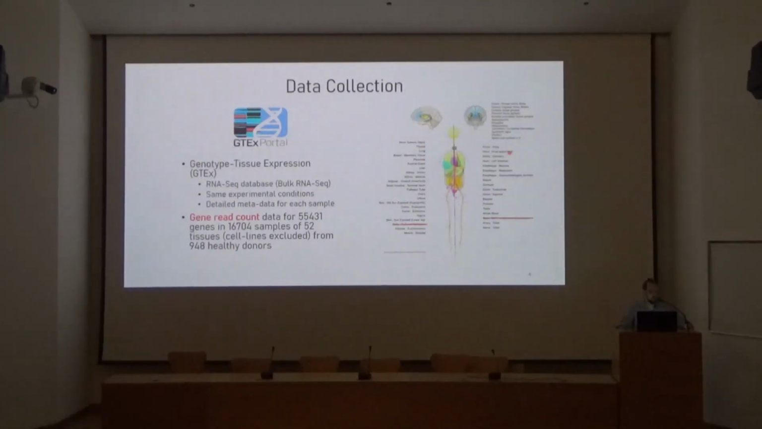So to that end, we downloaded the gene read count data for more than 16,000 samples containing gene count data from more than 55,000 genes. From 52 tissues, we decided to exclude cell lines since we wanted to study the global co-expression landscape under normal conditions in a human body, from around 950 healthy donors. The thing about GTEx is that they've made sure that at the time of death, those people were healthy, and that is what we want to utilize later on.